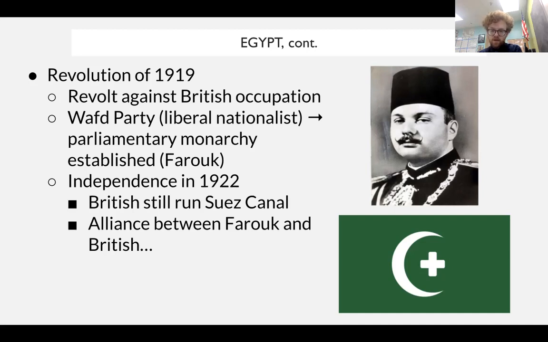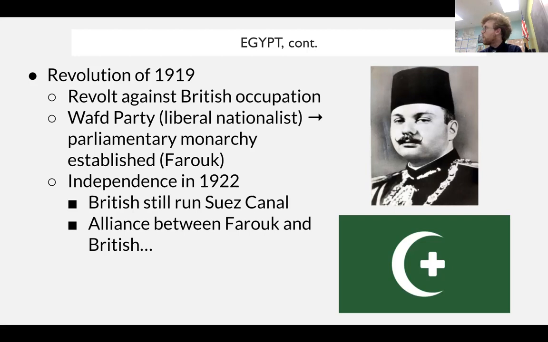They are going to see a parliamentary government established under King Farouk. And yet, it's important to remember that the British still run certain key aspects of an independent Egypt. Britain recognizes Egyptian independence in 1922, but guess who still owns the Suez Canal? It's the British. Guess who still has an alliance with the British? It's the King of Egypt, Farouk. So Farouk is still going to have close political connections with the deeply unpopular British. He's allowing them to have the Suez Canal.